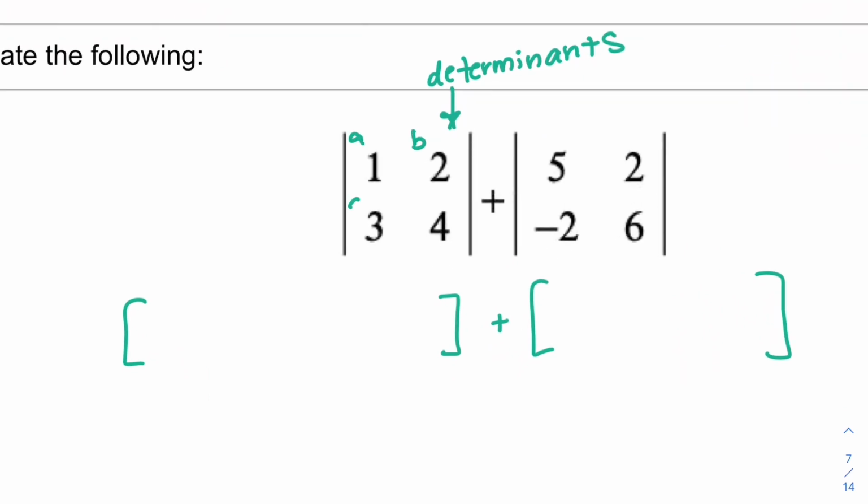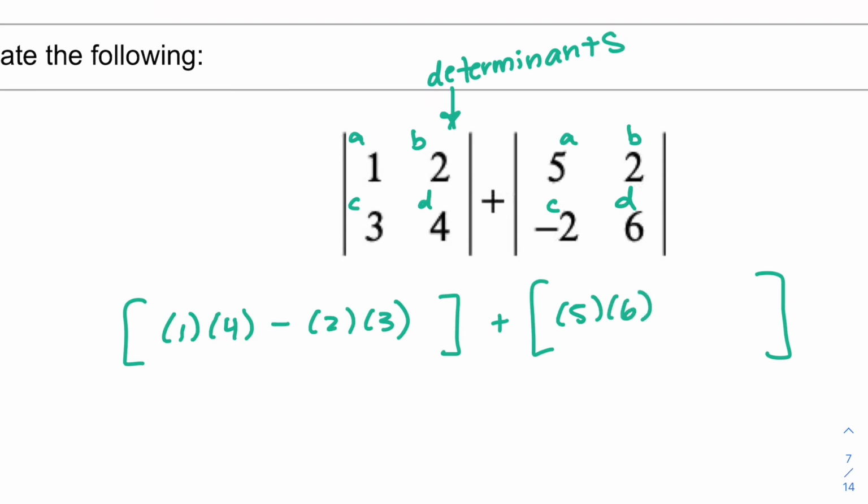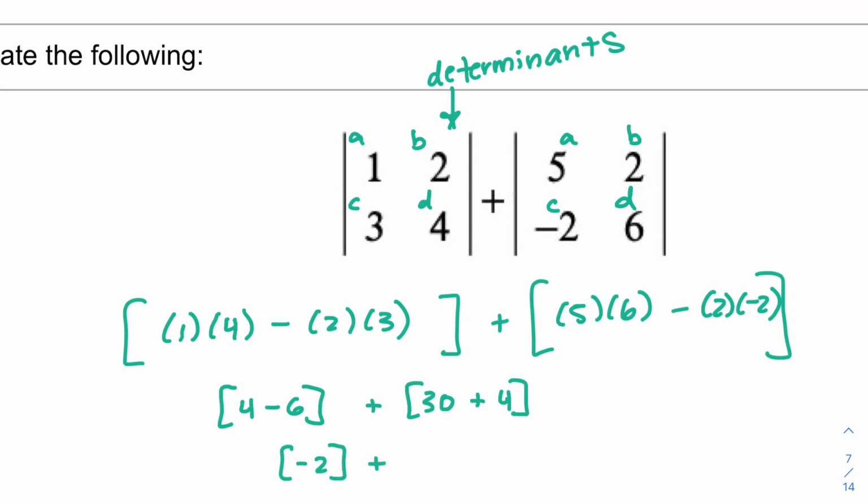So again, the determinant comes from what's in the different positions. So I have 1 times 4 minus 2 times 3, and then I'm going to have 5 times 6 minus 2 times -2. So when I simplify those, I have 4 minus 6, and then I'm going to add that quantity to 30 plus 4. So it looks like -2 plus 34, so positive 32.